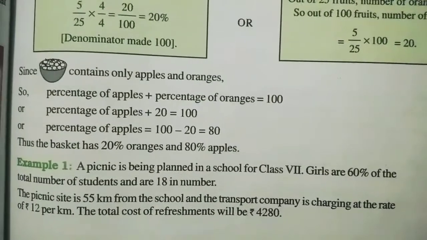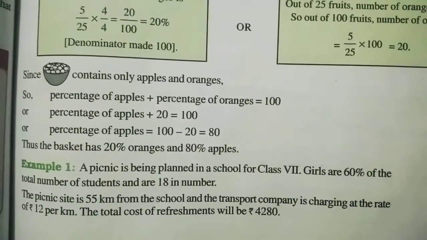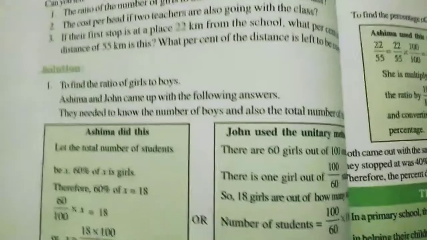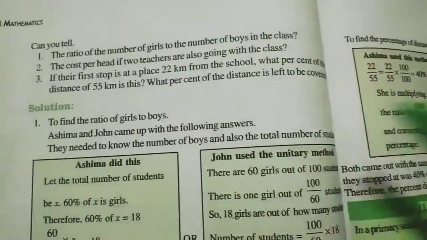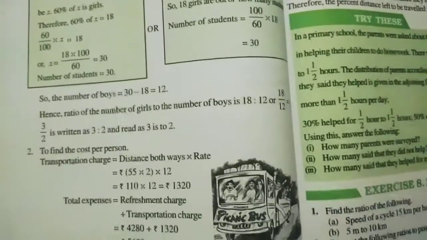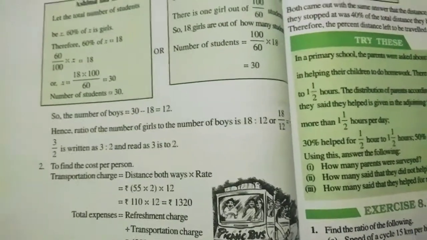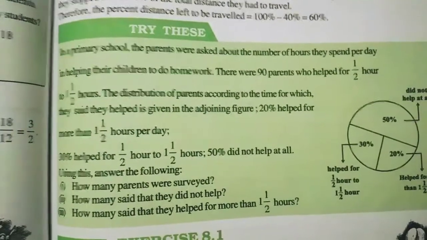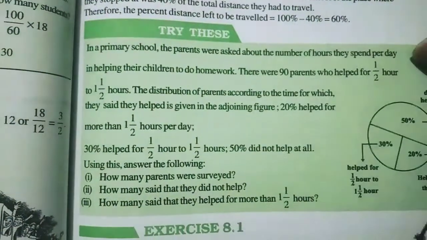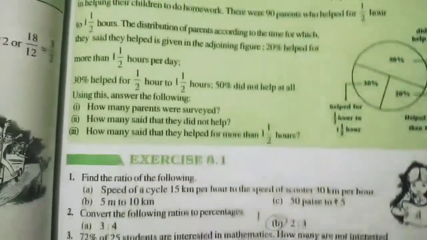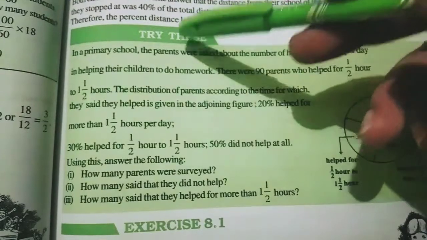Now next, you can see example number 1 is given. This problem is related to ratio and percentage. You can see this question by yourself. This is a very important question. Please try to see how it is solved. If you have not understood, then please tell me and I will make you understand again. Now see, Try This is given here. Try This is also related to percentage and ratio. Now I am going to start exercise 8.1. Your homework is to do the Try This.